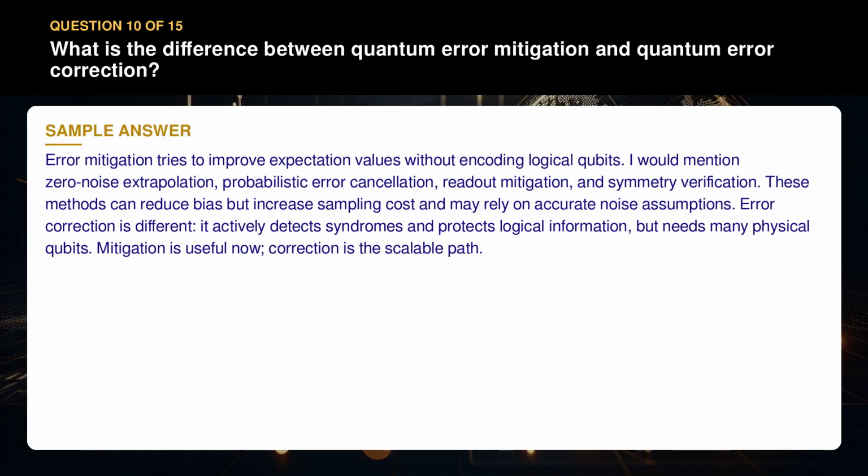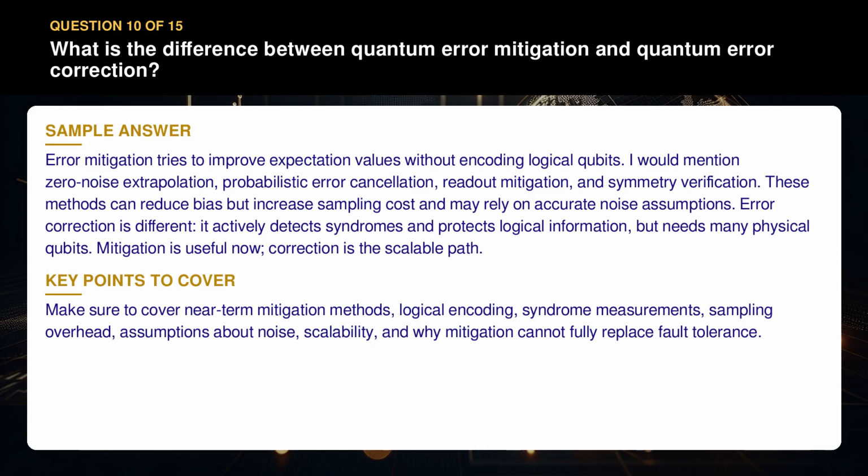Error correction is different. It actively detects syndromes and protects logical information, but needs many physical qubits. Mitigation is useful now, correction is the scalable path. Make sure to cover near-term mitigation methods, logical encoding, syndrome measurements, sampling overhead, assumptions about noise, scalability, and why mitigation cannot fully replace fault tolerance.